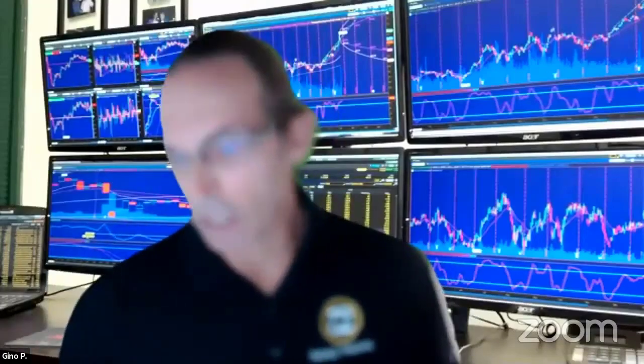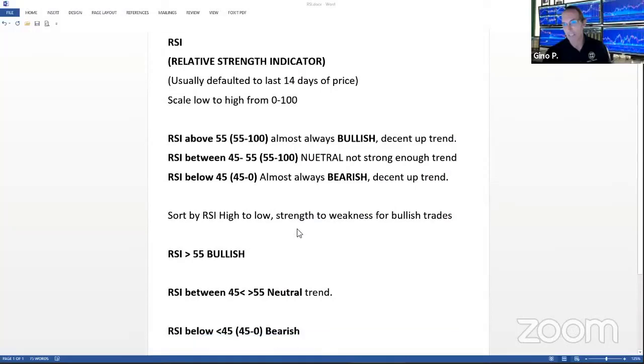So I'm going to bring up my screen here and share with everybody. This is a Gino gem. Every trader has their ways of making life easier and making the routine easier. That's what we call trader hacks.